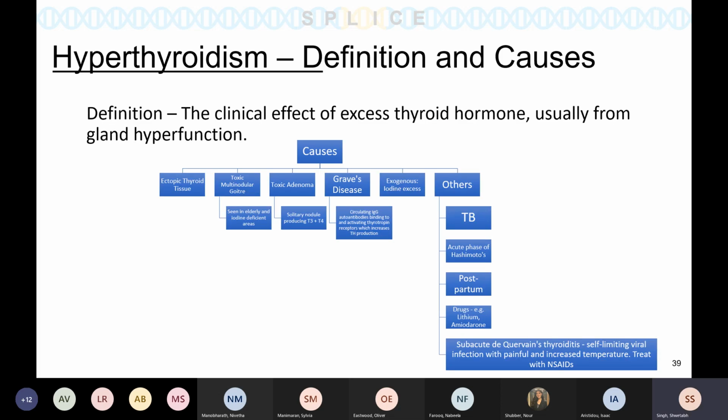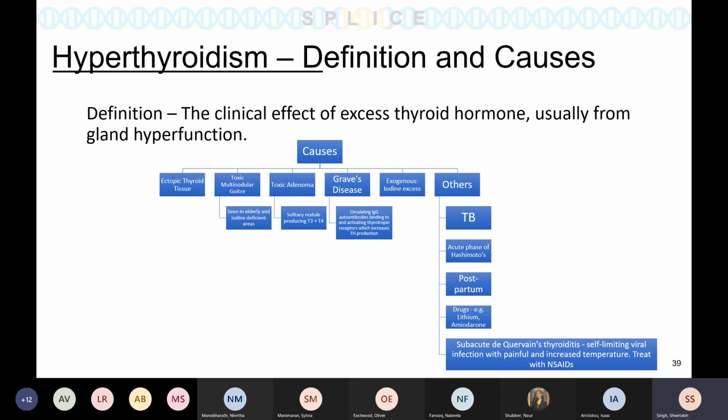Okay, so we're having a look at this. Definition: clinical effects of excess thyroid hormone, usually from gland hyperfunction. The causes are all written there. The most important one to really note is Graves' disease, which is circulating IgG autoantibodies which stimulate thyroid hormone production.